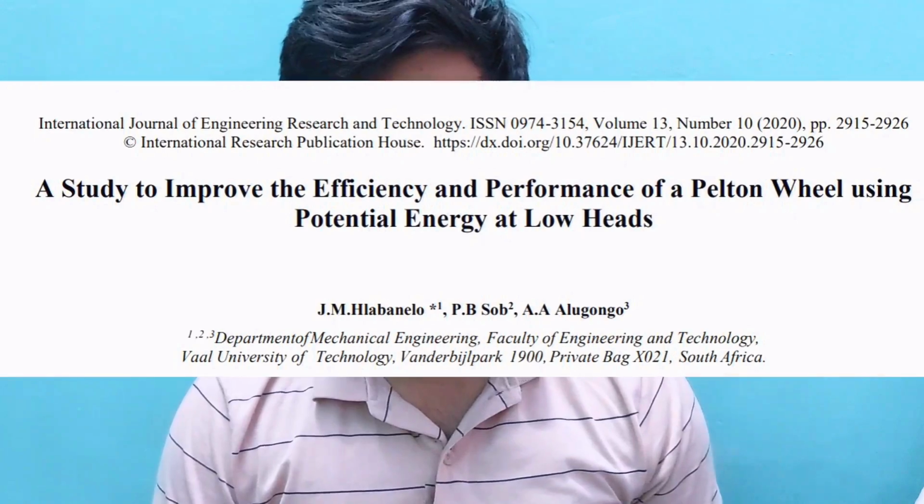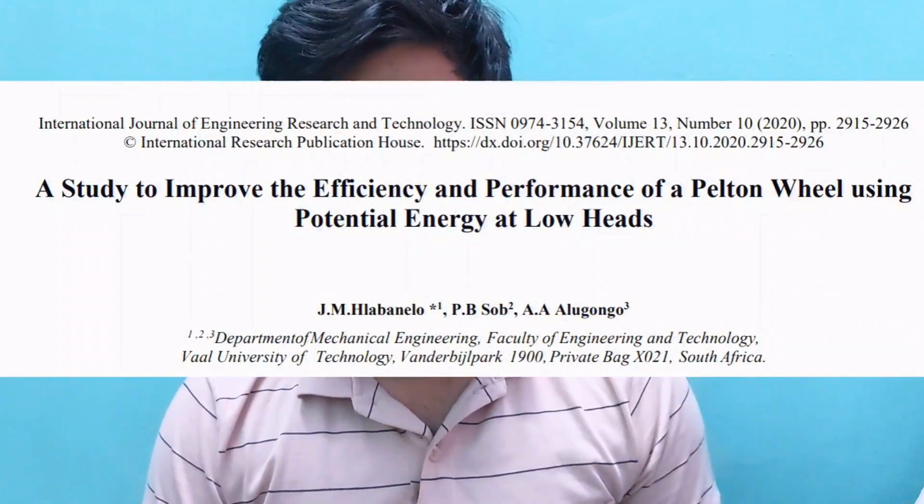I have taken a research paper from the International Journal of Engineering Research and Technology, volume 13, number 10, and the name of the research paper is "A study to improve the efficiency and performance of a Pelton wheel turbine using potential energy at low head." It is published by J.M. Havlenko, P.V. Saub, and A.A. Ablongo, Department of Mechanical Engineering, Faculty of Engineering and Technology, Weil University of Technology, South Africa.